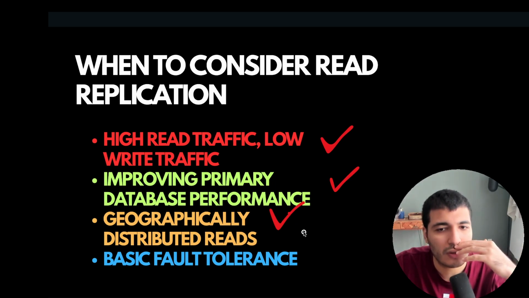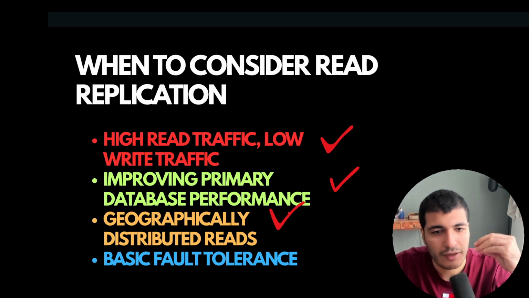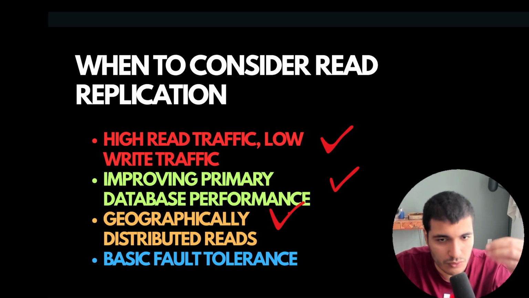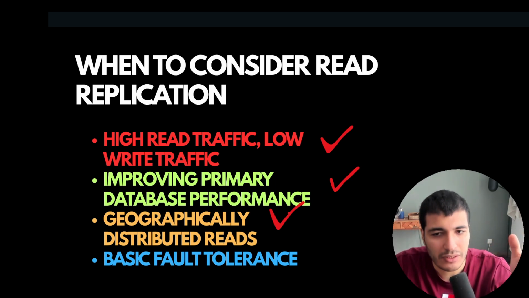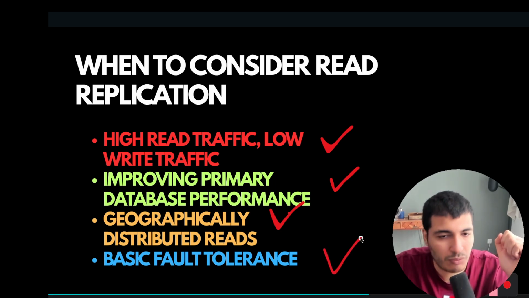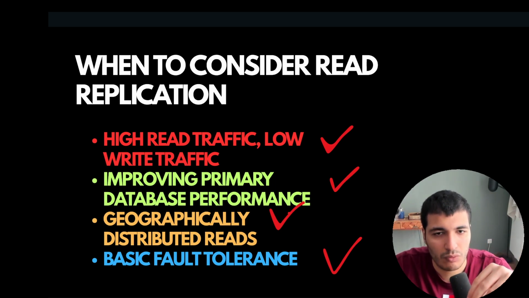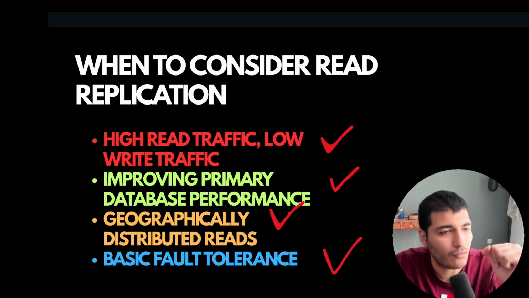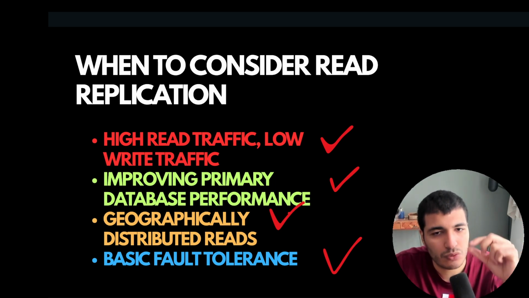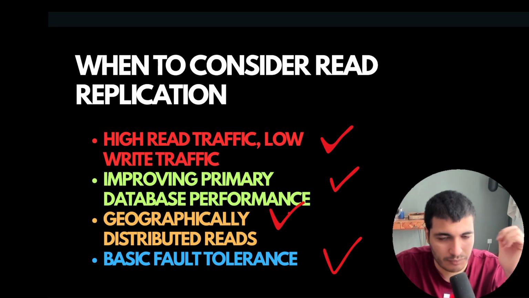Next, we have geographically distributed reads. Here you can strategically place read replicas in different geographic regions closer to the users, reducing latency for read operations in those areas. For example, having a replica in the US for US users and another replica in Asia for Asian users. And lastly, we have fault tolerance. While not a full backup solution, replicas can provide a degree of fault tolerance. If the primary database experiences a temporary issue, the replicas can potentially continue to serve reads, for example.